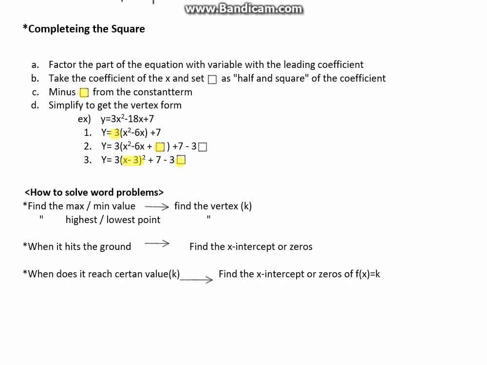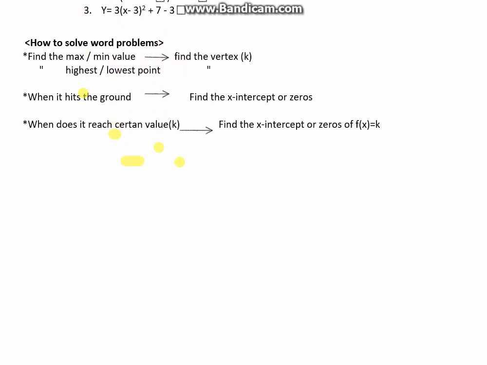How to solve word problems. There are kind of 3 main types. So the first one, if it says to find the maximum or minimum value, you would have to find the vertex k. And it's kind of the same thing for the highest and lowest. You would find the k. And if it says when it hits the ground, then in this case you will find the x-intercepts or the zeros.